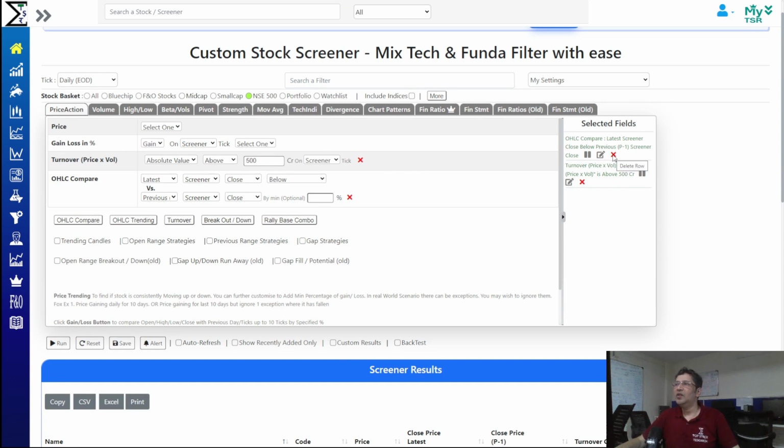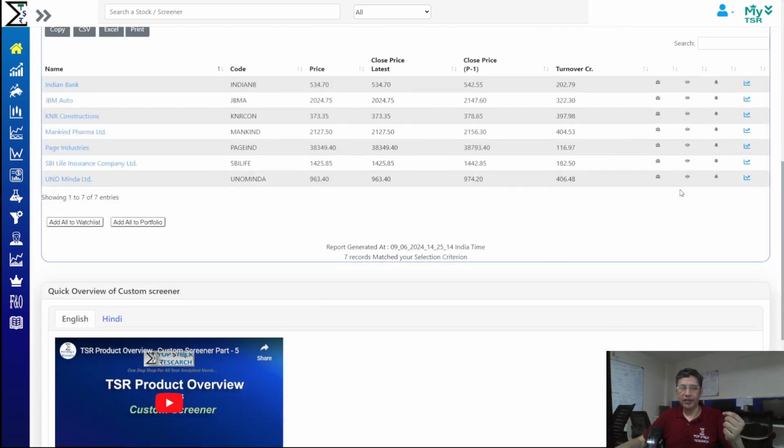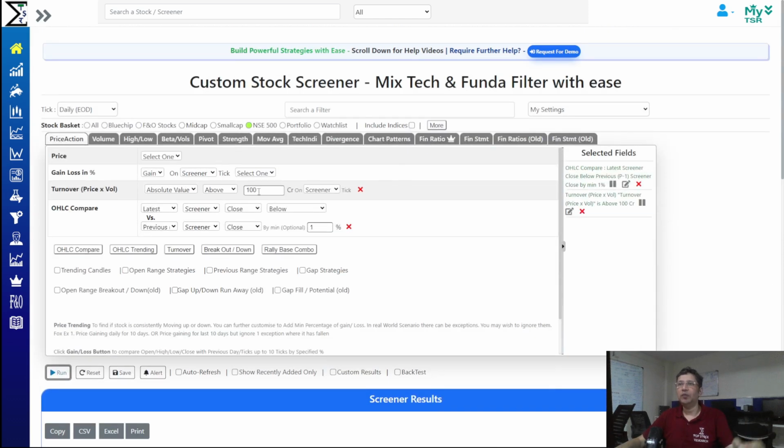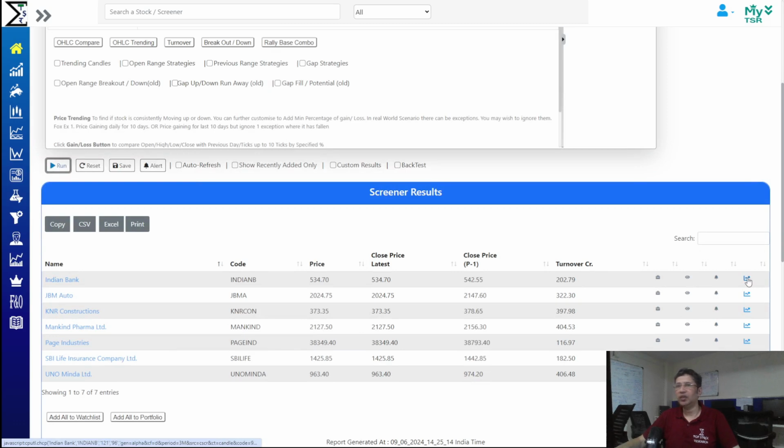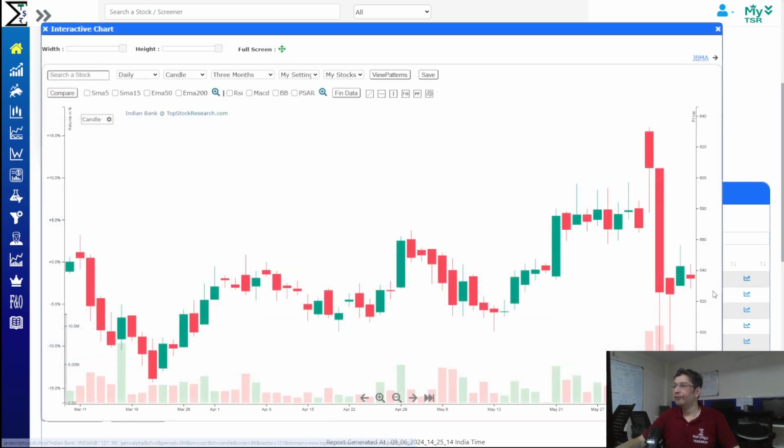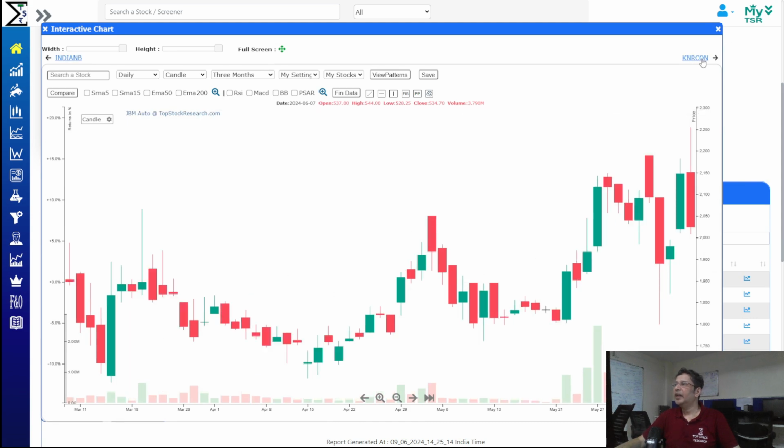Let's try to look at it a different way. Maybe I'll just increase it to 100. And then what we see here is where the latest close is greater than the previous close by at least 1%. That means the price is going up, right? So let's look at this one where the turnover is more than 100 crores and the stock has gone up by at least 1%. When you see, there are few stocks meeting the criteria, Indian Bank, right? So it has gone up by 1%, right?